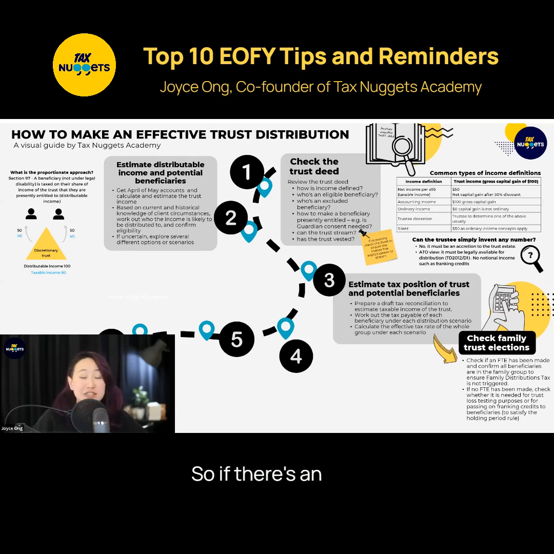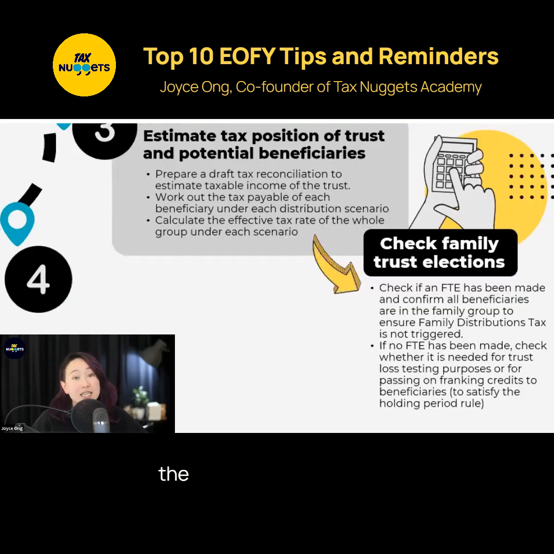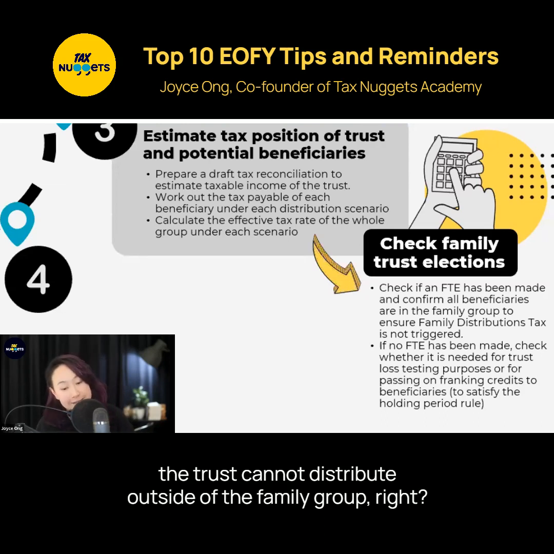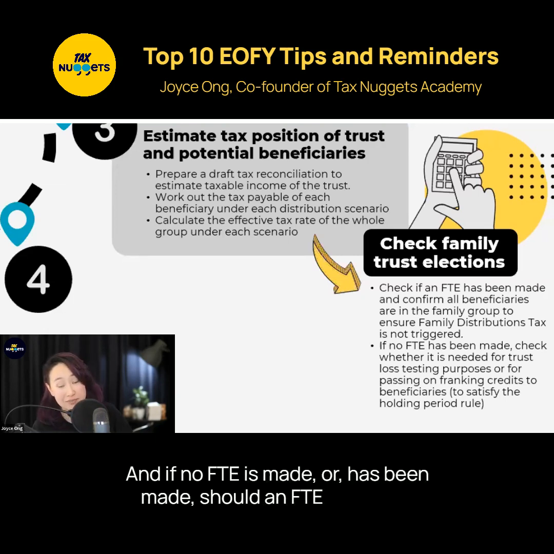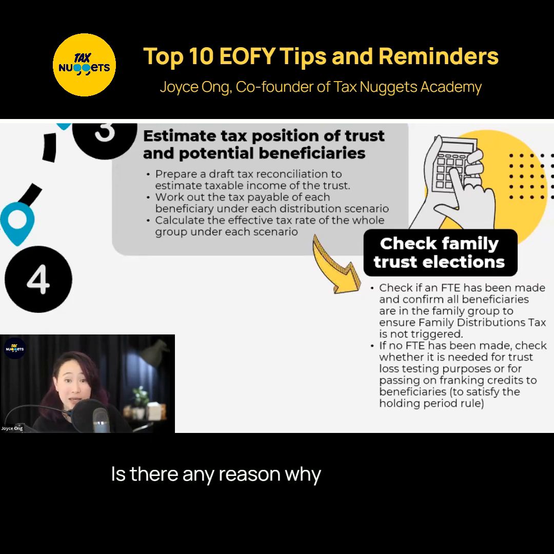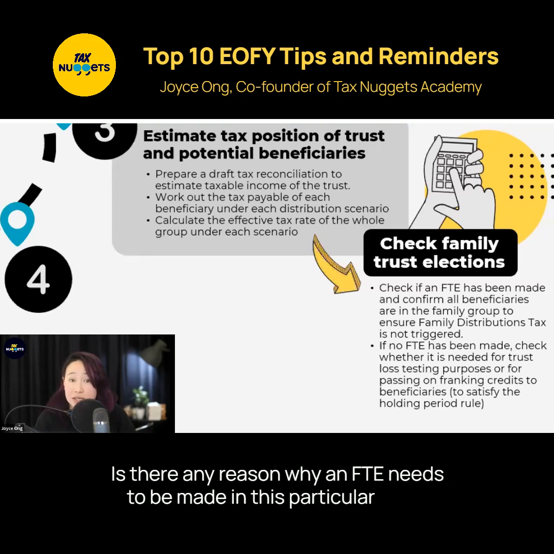So if there's an FTE, the trust cannot distribute outside of the family group, right? You have to check that so that it doesn't trigger family distributions tax. And if no FTE has been made, should an FTE be made? Is there any reason why an FTE needs to be made in this particular year?